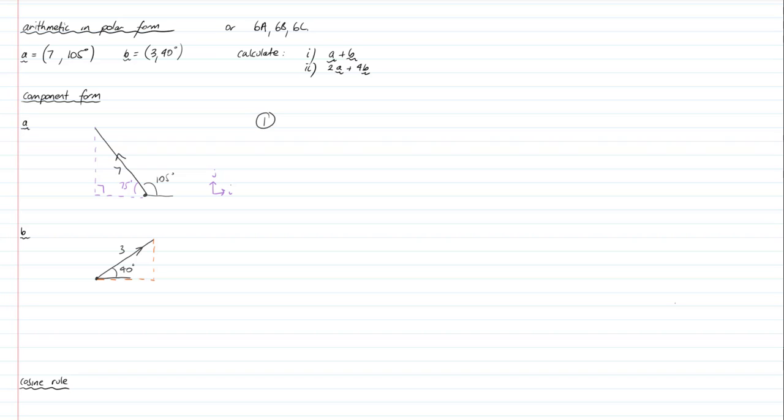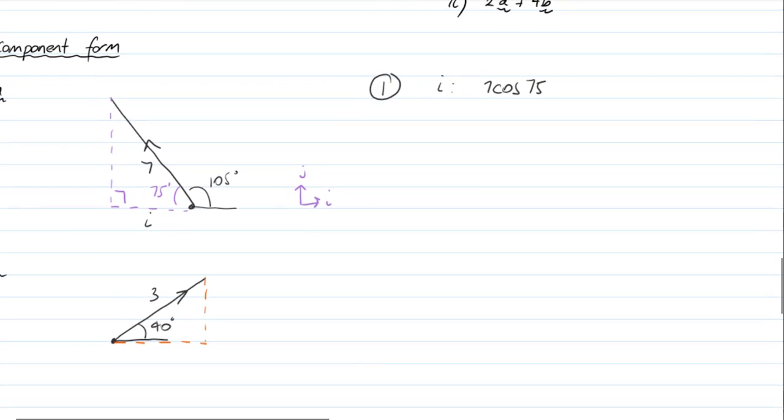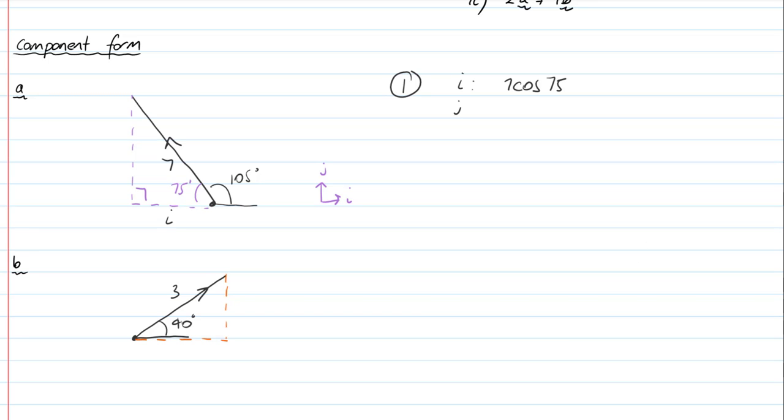But option 1 will be that the i component is the base, which is the adjacent side here. That's the i component there. And so it's equal to 7 cos of 75. I'm just going to zoom in on this now for this bit. And the j component is equal to 7 sine of 75. And therefore A is equal to 7 cos 75, which is 1.8117i, plus 7 sine 75, which is 6.7615j. So there's the component forms.